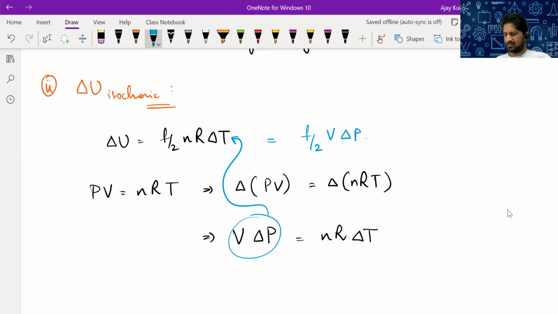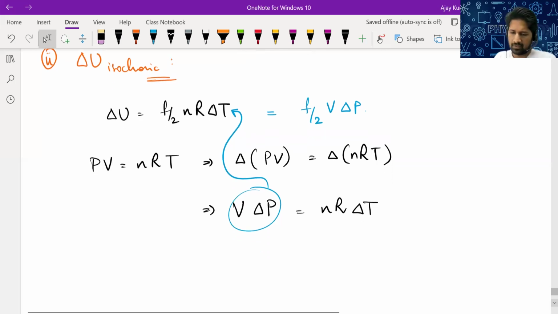As I said, you don't have to remember this process-specific formula because for each process you'll have a different formula. You may get confused in the final exam, but you should know how to quickly derive it. Practice these derivations once. Not once, as many times as needed. You should be able to derive all these on your own. Then you can solve any question in thermodynamics easily. So that's how you find out change in internal energy in an isochoric process.